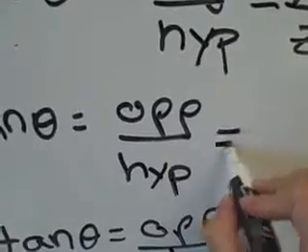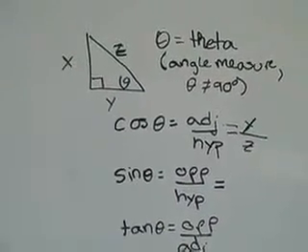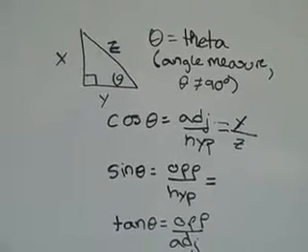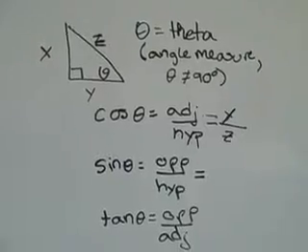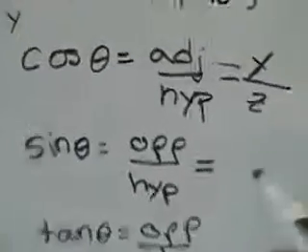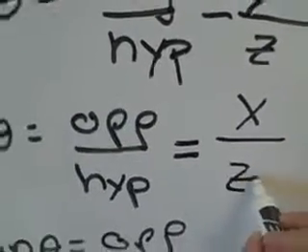Now let's do sine of theta. Sine of theta is equal to opposite over hypotenuse. So what side is opposite of theta? Or you could also think of it as across from theta. X. So opposite over hypotenuse is going to be X over Z.